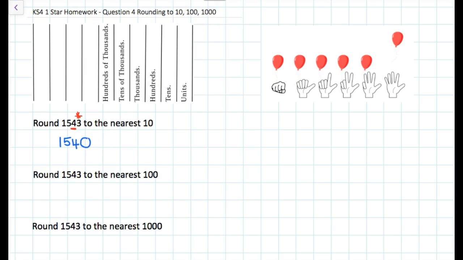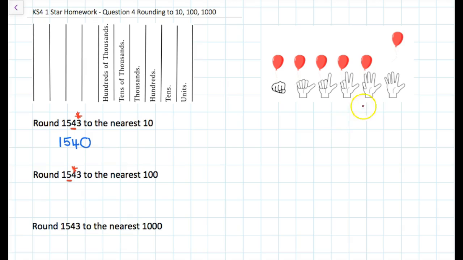So we're going to do the same now, looking at the next number, and we're rounding 1543 to the nearest 100. So we can see here our hundreds is the third number along. So if we look here, we've got 5 is our third number along, the 4 is directly next to it, the 3 is too far away. It's only the number next door that we're going to be concerned with.